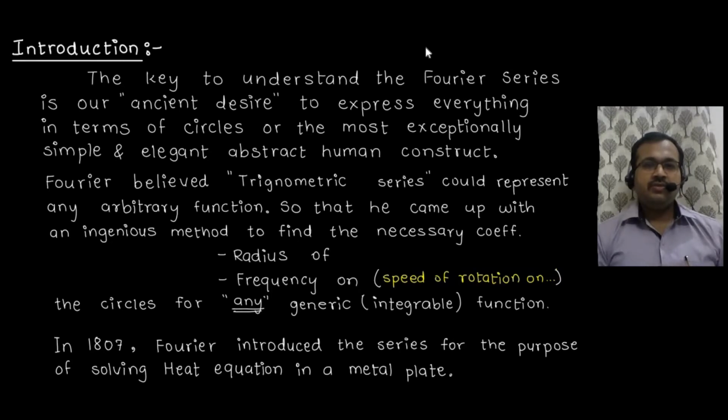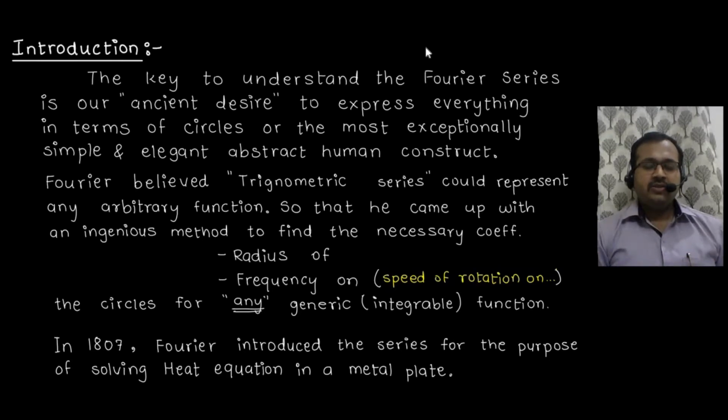The key to understanding the Fourier series is our ancient desire to express everything in terms of circles, the most exceptionally simple and elegant abstract human construct. Fourier believed that trigonometric series could represent any arbitrary function, so he came up with an ingenious method to find the necessary coefficients, that is the radius as well as the frequency of the circles, for any generic function. Here the term generic represents an integrable function. So he thought that any continuous and integrable function can be converted in terms of a periodic function so that it goes on repeating itself.